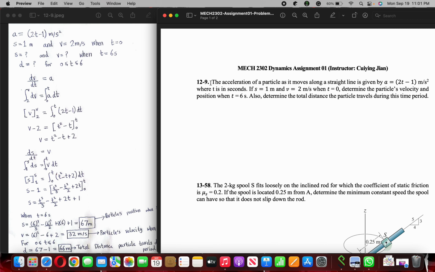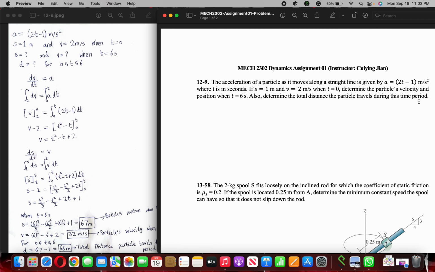Question number 9 says that the acceleration of a particle as it moves along a straight line is given by a = 2t - 1 m/s², where t is in seconds. If s = 1 meter and v = 2 meter per second when t = 0, determine the particle's velocity and position when t = 6 seconds. Also determine the total distance the particle travels during this time period.